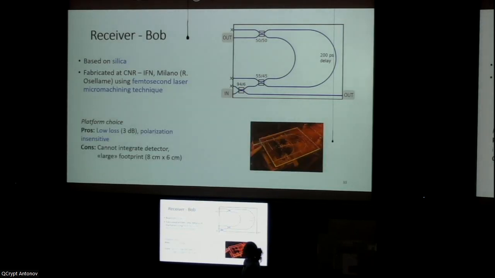This platform is chosen thanks to its low loss, very important on the receiver side, as well as its polarization insensitivity, which is something that's important for our protocol and complicated to achieve in photonic integrated circuits. The downside is that the detectors cannot be integrated. We use external single photon avalanche diodes, and a relatively large footprint if one would compare to silicon photonics.